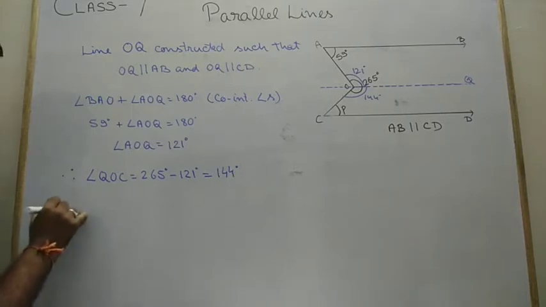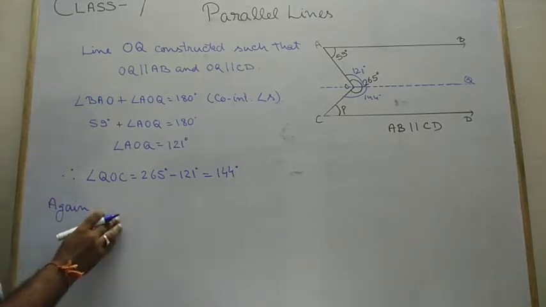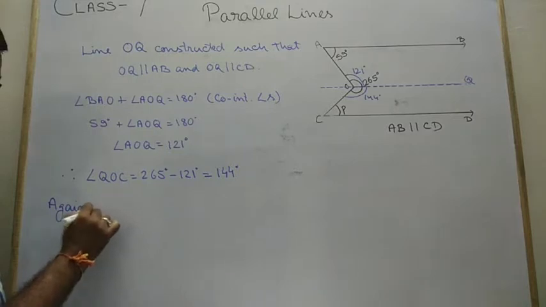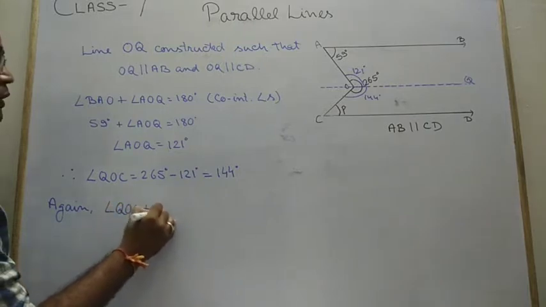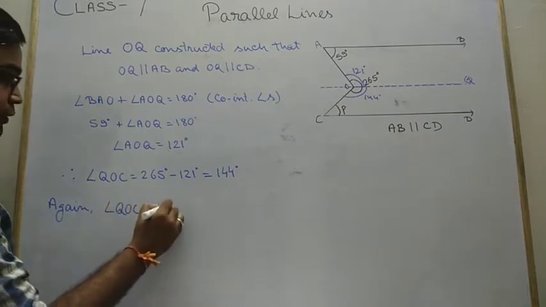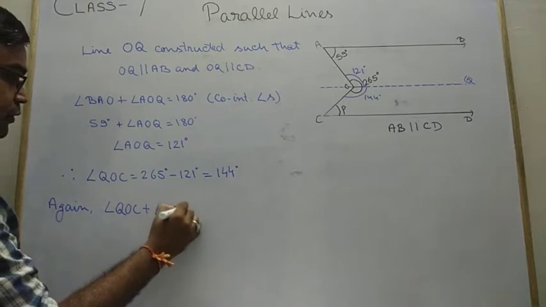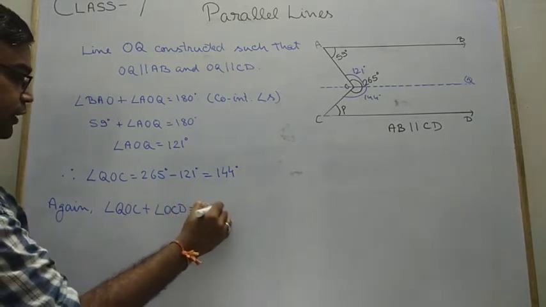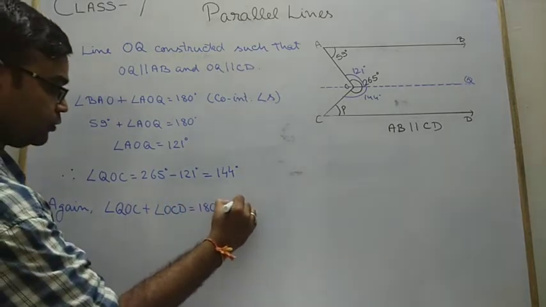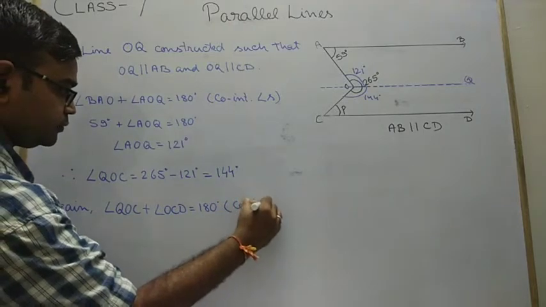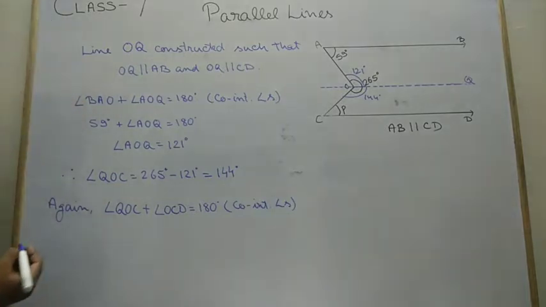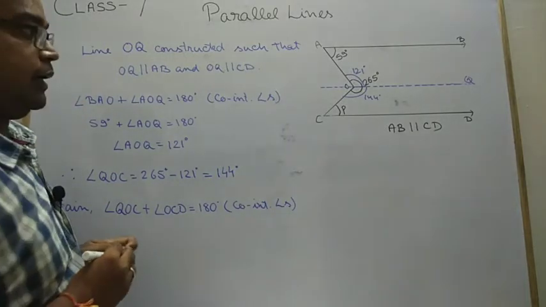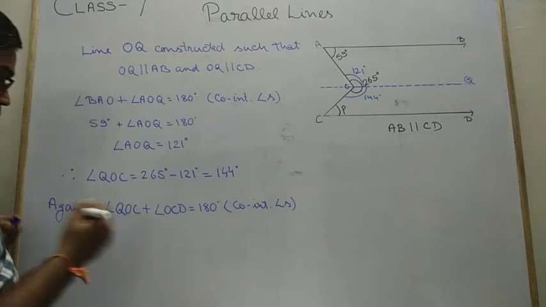Again, we know the value of angle QOC plus angle OCD equals 180 degrees. Why? Because they are co-interior angles. Now place the values.